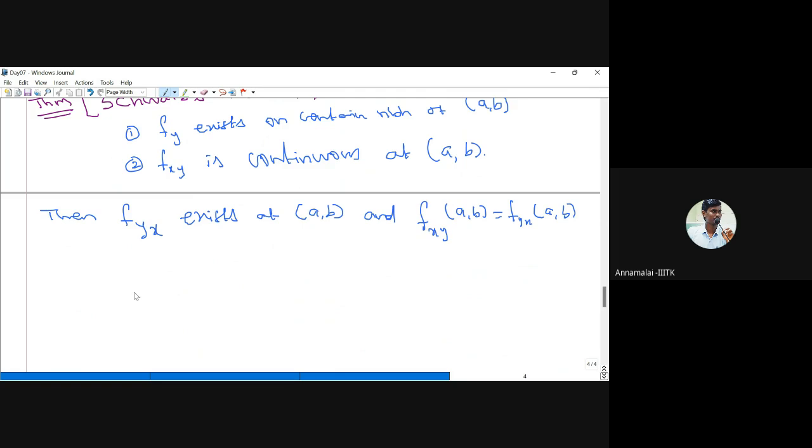Another theorem is called Young's theorem. Again, Young's theorem says when these two functions are equal. So this theorem is called Young's theorem.